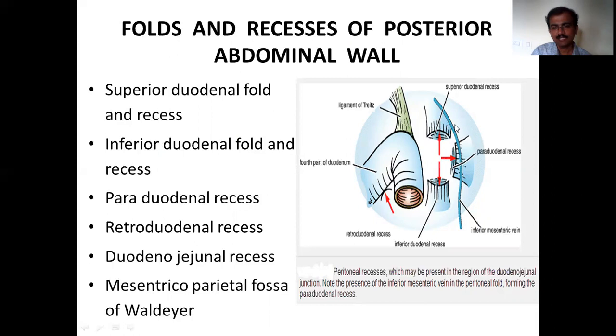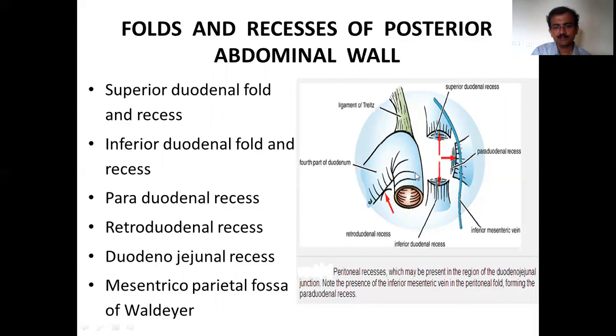That has clinical importance because near this paraduodenal recess there is a vein called the inferior mesenteric vein. The surgeon has to take care during operations in this region. He should not cut the inferior mesenteric vein by mistake. So he has to take care of this. This is the clinical importance of the paraduodenal recess.